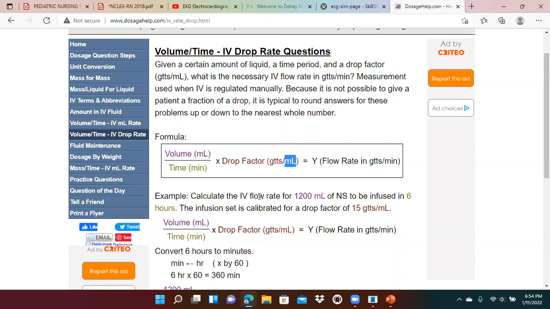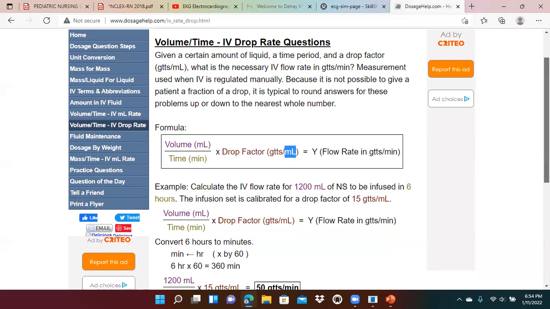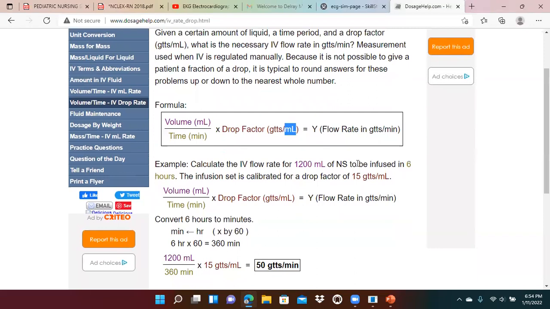Example: calculate the IV flow rate for 1000 mL. This is the liquid, meaning volume, and the solution is saline solution, to be infused over 6 hours. So the hours have to be converted to minutes according to the formula. The infusion set is calibrated for a drop factor of 15 GTT per mL. So just take a look here: is it mL or is it minute? If it is mL, it means drop factor. If it is minute, it is the flow rate drop factor.